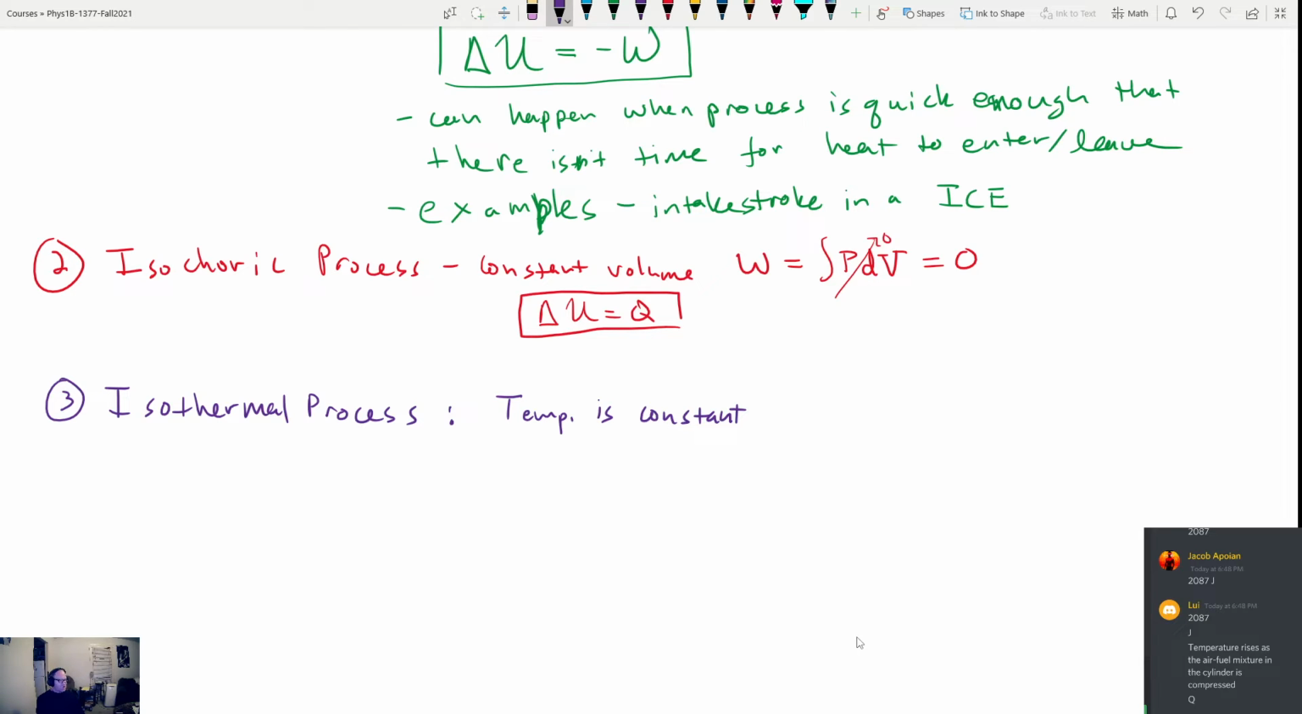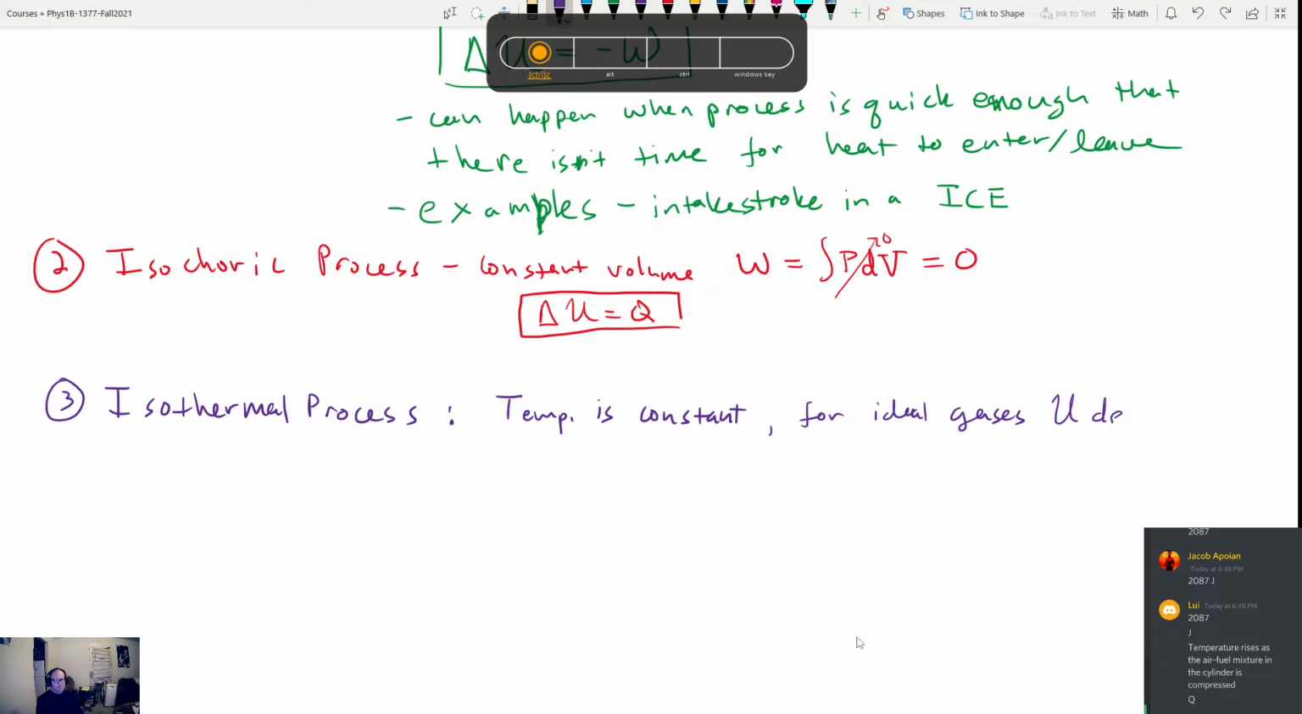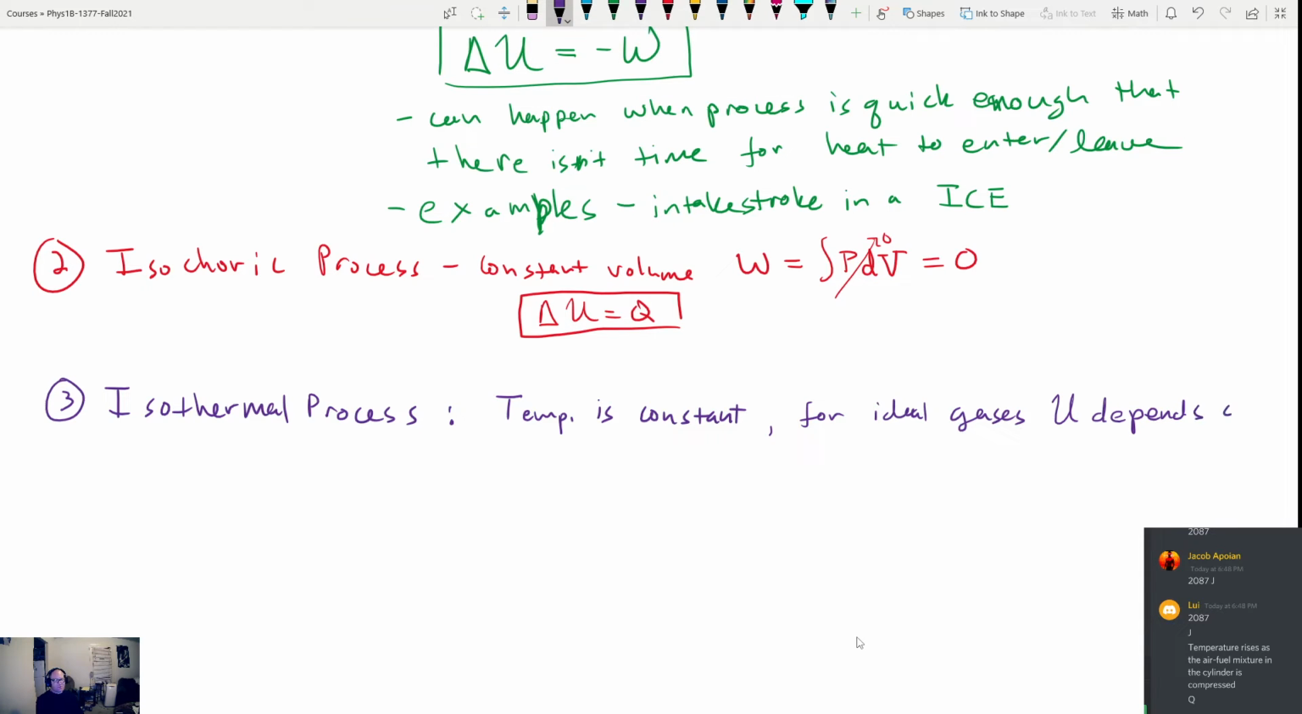So I'm going to jump ahead a little bit here to say that for ideal gases, U depends only on T. The internal energy depends only on temperature. So that means that if temperature is constant, the delta U would be equal to 0, which would mean that Q is equal to W. Now, you can't do this all the time, but I suspect the majority of problems you're going to see in this class are going to be involving ideal gases, so that U depends only on temperature, which means that if we do have an isothermal process, you can safely say that Q is equal to W. Okay?